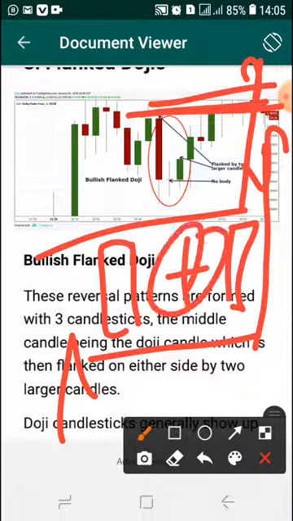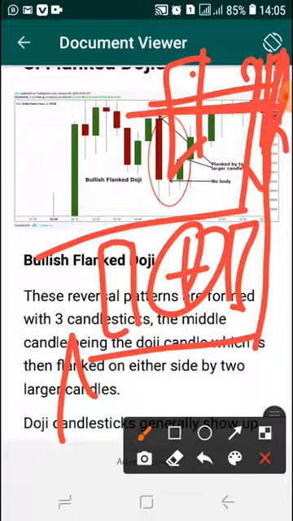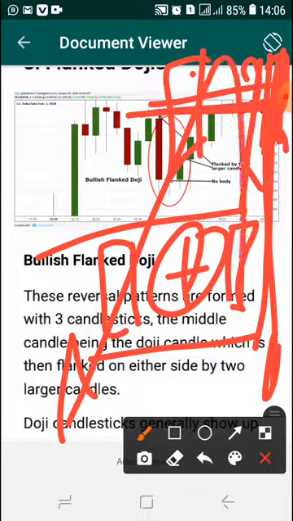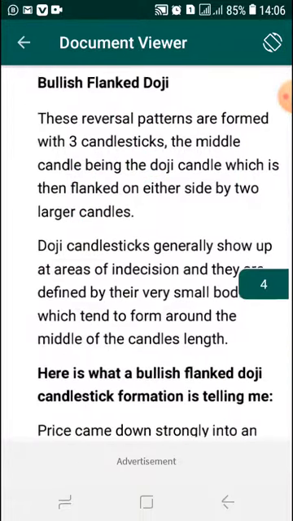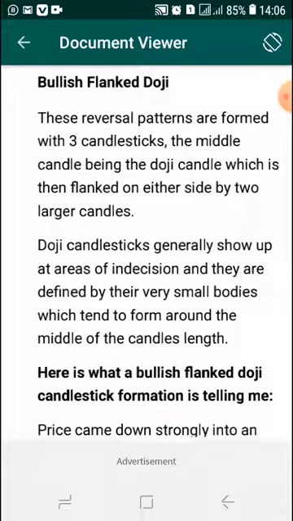And if it appears again, now changed the formation, this one will be pure bearish, and then the next one will be bullish, and then this one bearish. The market might reverse from going up, going down. These are reversal patterns which are formed with three candlesticks. Bullish flanked doji. The middle candlestick being the doji candle, which is then flanked on either sides by two larger candles.